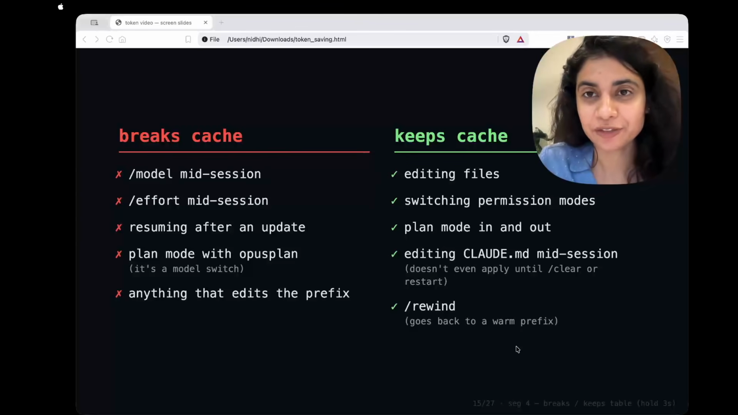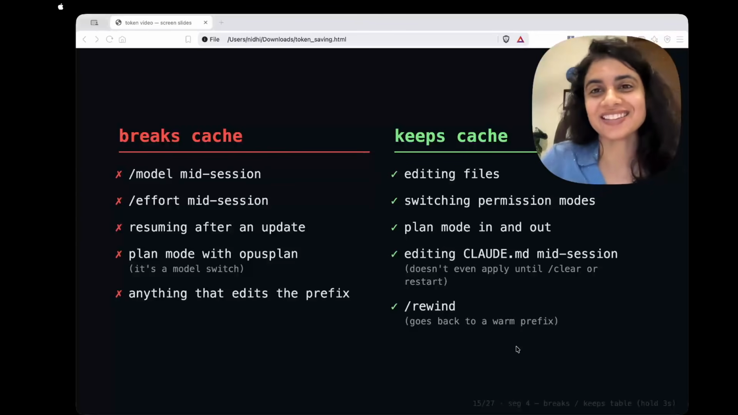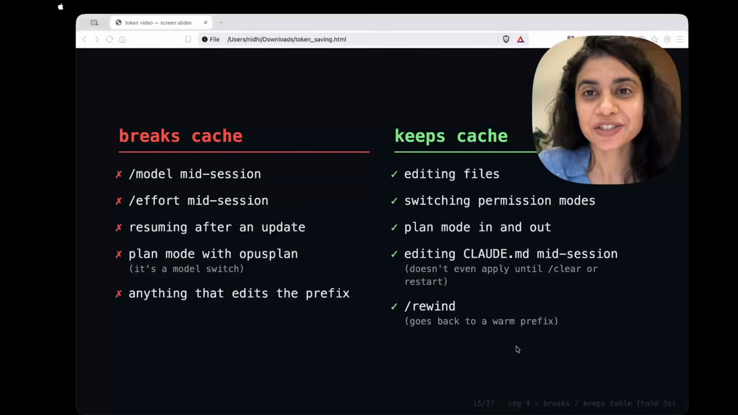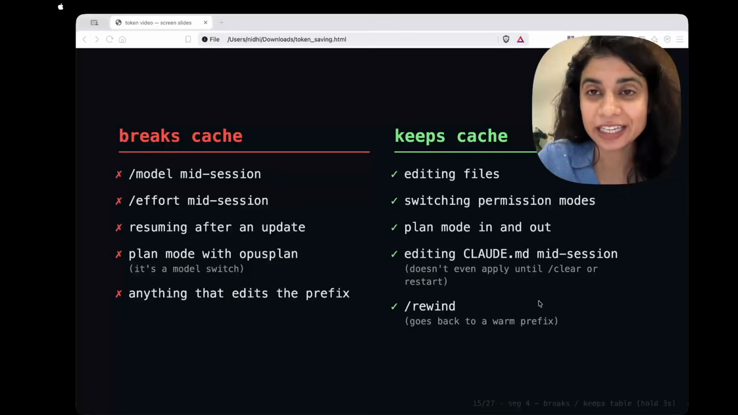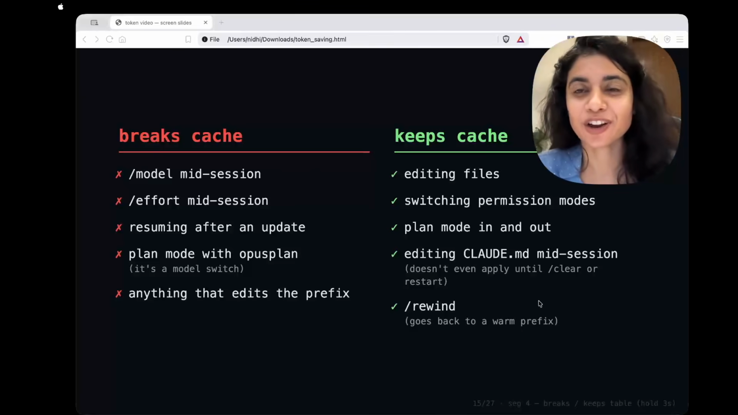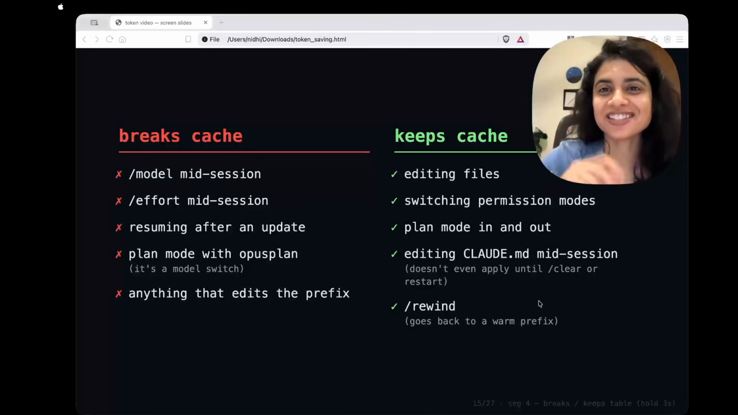Editing the Claude.md file in between of sessions, well, that's also safe. But the catch here is it is safe because the edits have not been applied yet. Claude keeps the version from the session start until you do compact, clear, or restart the session. So in case you have changed Claude.md and are wondering why the changes are not reflected, this is the reason.